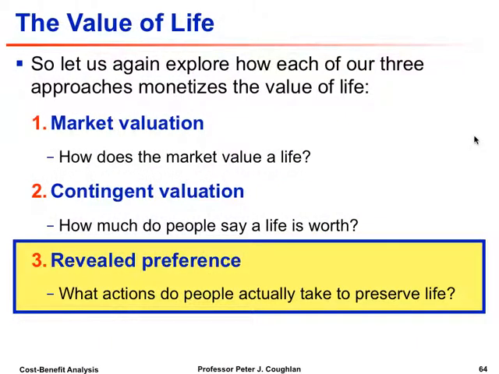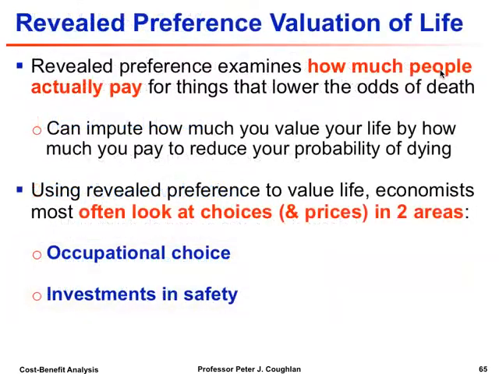But what about revealed preference? Revealed preference is the last way, asking what actions people take to preserve life, right? Based on people's choices, the revealed preference indicates their valuation for life. This examines how much people actually pay for things that lower or increase their odds of death, right? And from that, I can impute how much you value your life by the choices you make, by how much you pay to reduce your probability of dying. And economists tend to look at two areas in doing this.